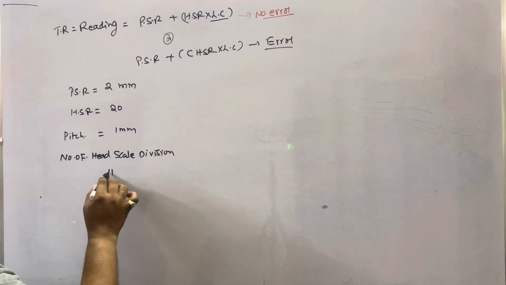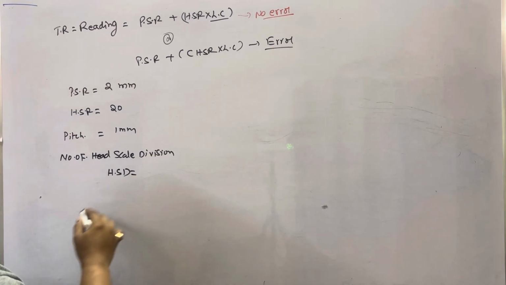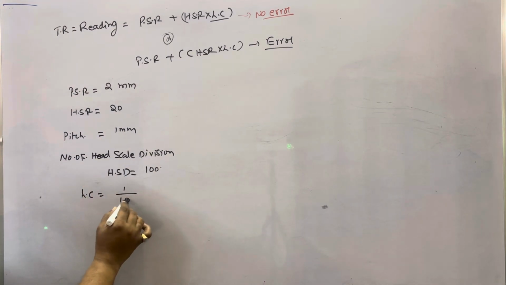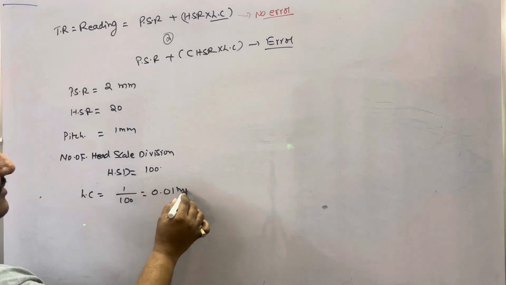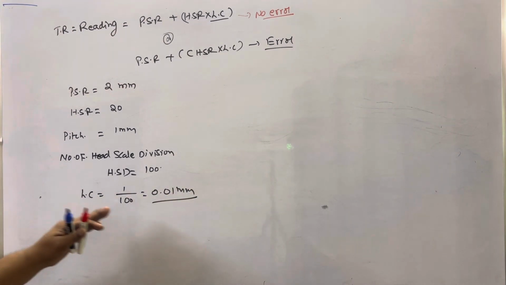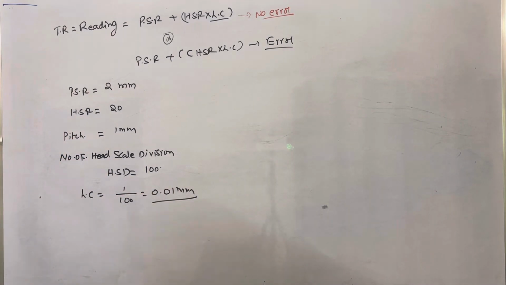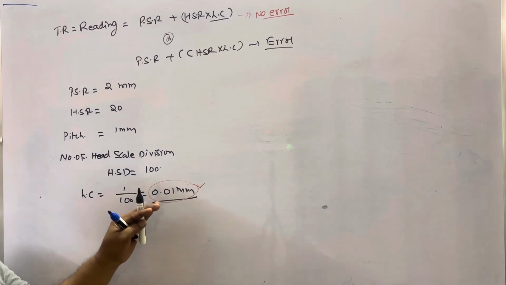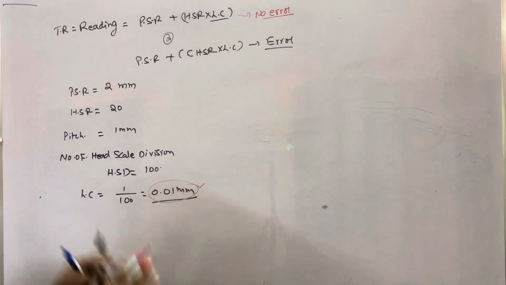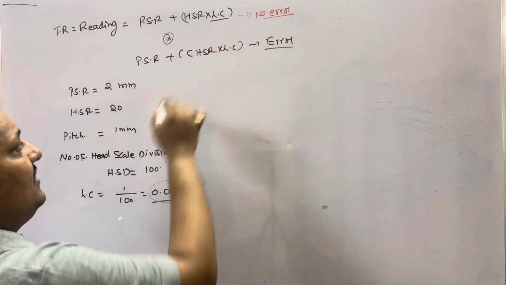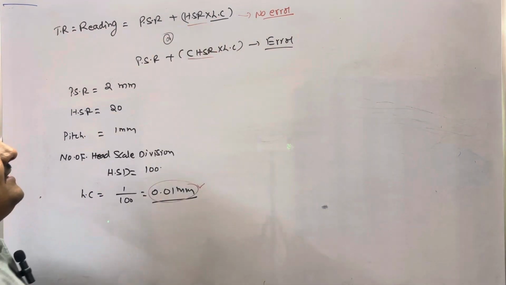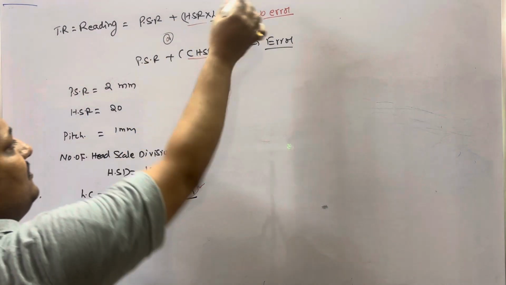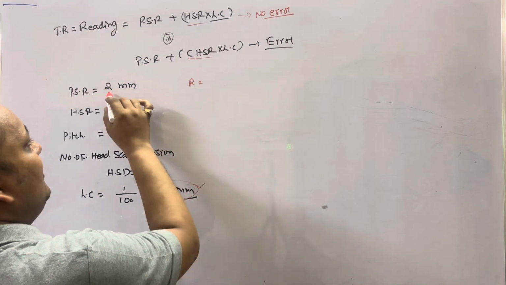The number of head scale divisions, they may give as 100. Then what is the least count formula? Pitch by 1 by 100, that is nothing but 0.01 mm. You have to take care about which units the answer options are in. This is the least count. Sometimes they will give this least count directly also. In the previous class we said how to find the least count, therefore I am not going into it. You can see how to take the reading, corrected HSR and HSR. If they have given it directly like this, you have to assume no error is there. Therefore directly we can do it like this. Total reading is going to be, what is PSR?